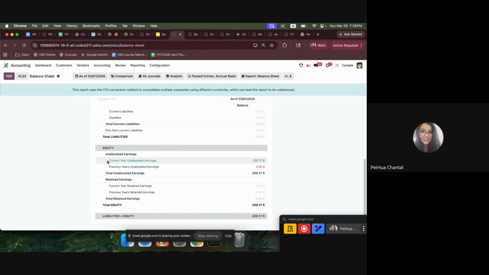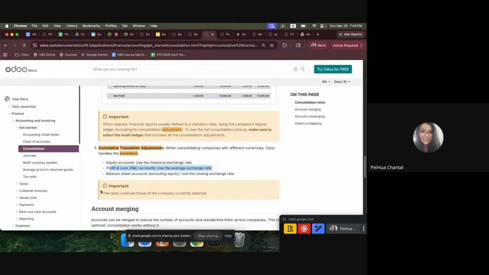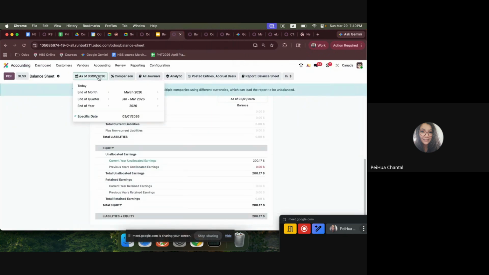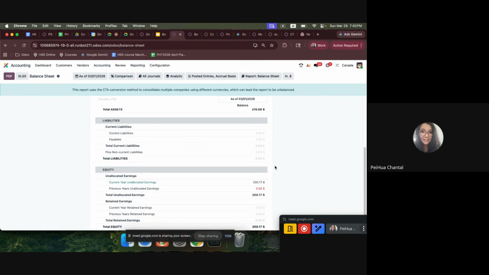The thing is, in my balance sheet, I'm only looking at a date. So my equity is kind of an averaging, or historical. If you go back and look at this document, you will see that equity uses historical, P&L uses average, and the balance sheet, which is AR, receivable, uses closing rate. Closing rate means that on the date of March 1st, I have a 1.1 rate. So that's why $100 US converted to 110.